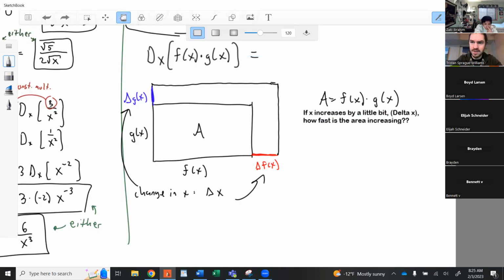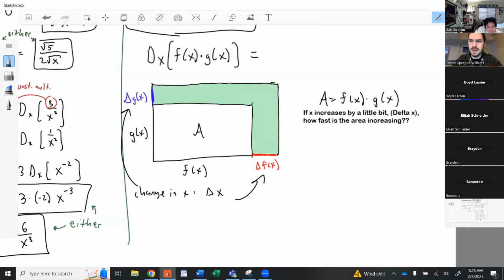Oops, I thought that was going to work, but I don't think it did. Oh, I think I know why it didn't work. Here we go. Yeah. That's the change in area, right? That shaded region there is the change in area.